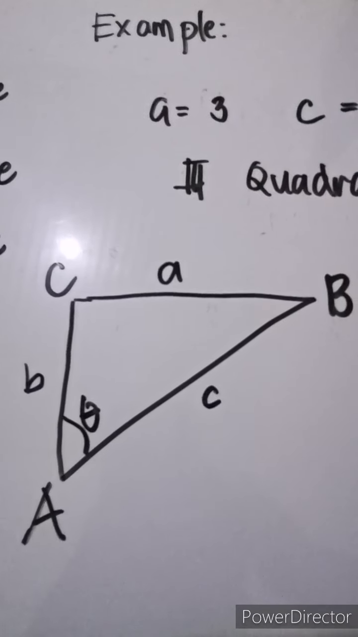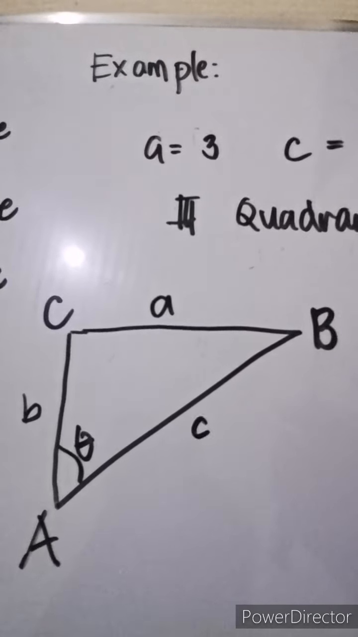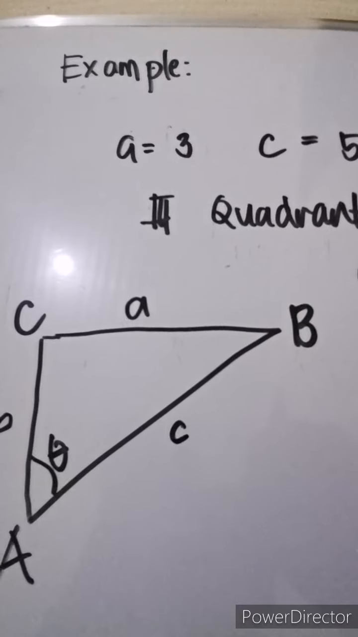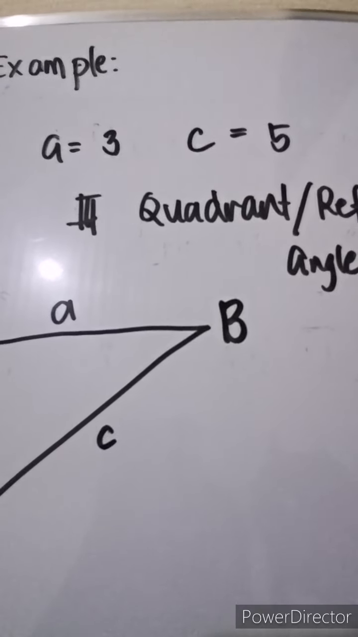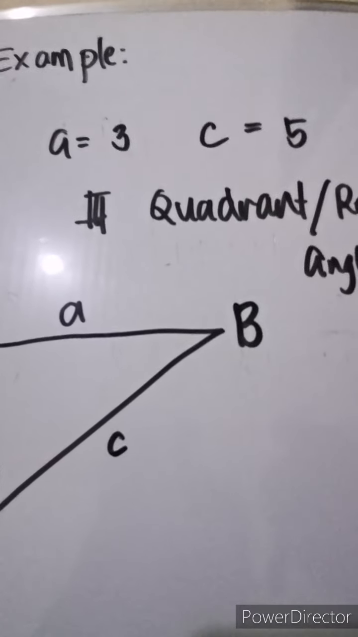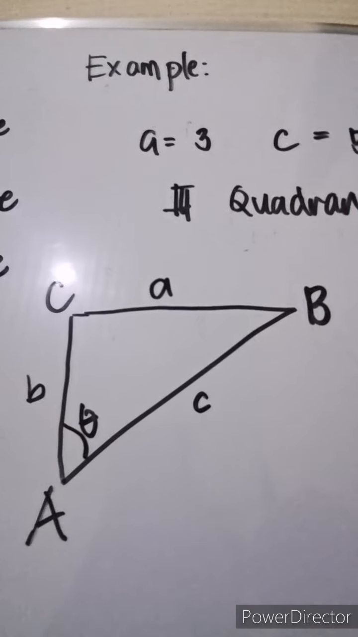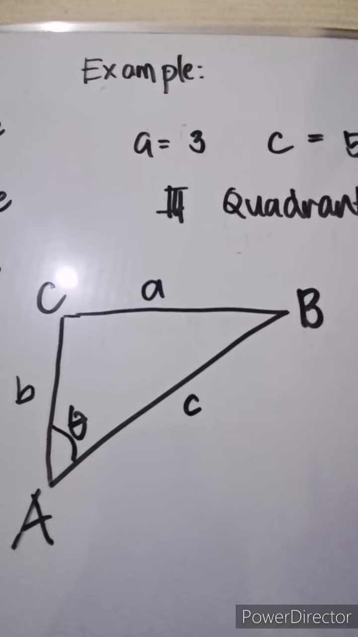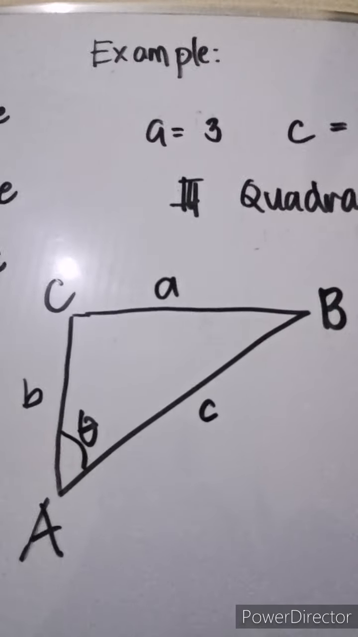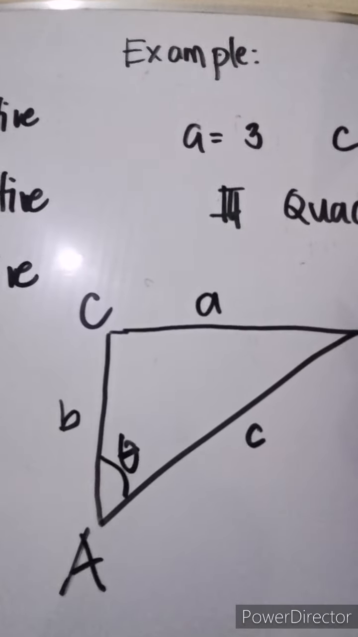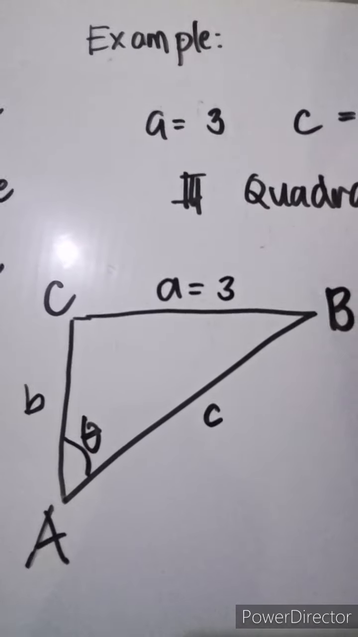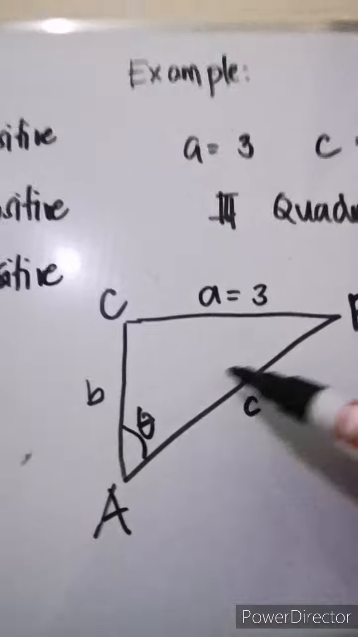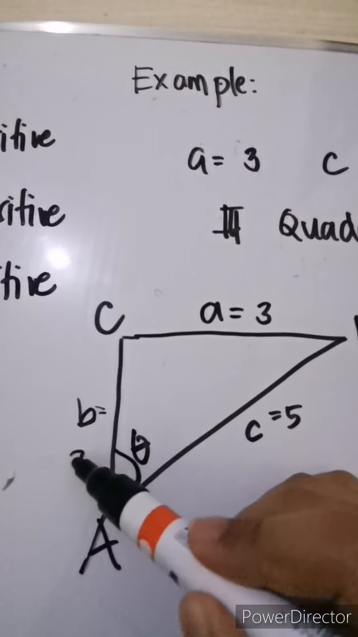So, based from the given, A is equal to 3, C is equal to 5. Okay. So, kukuha natin ngayon ang value ng B kasi yun ang nawawala. So, again, lagyan natin ng label. So, we have A is equal to 3, C is equal to 5, and B siya ang nawawala.